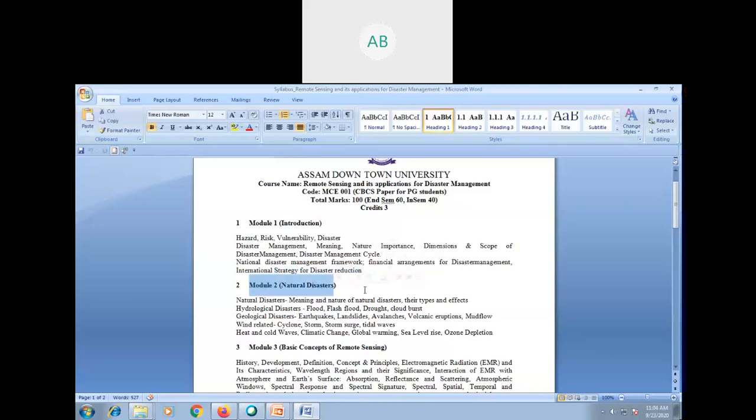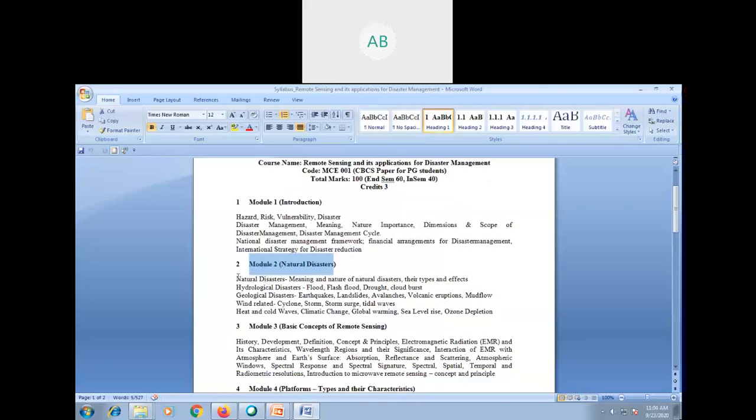Then module 2: I think we have already touched these things: natural disasters, their meanings and nature, types and effects. We have already discussed hydrological disasters, floods, flash floods, droughts, and cloudbursts. Geological disasters, earthquakes, landslides, we have discussed too. Wind related, and also heat and cold waves. So basically we have covered module 2 before module 1. Inside module 1 we have really covered many of the things in module 2.